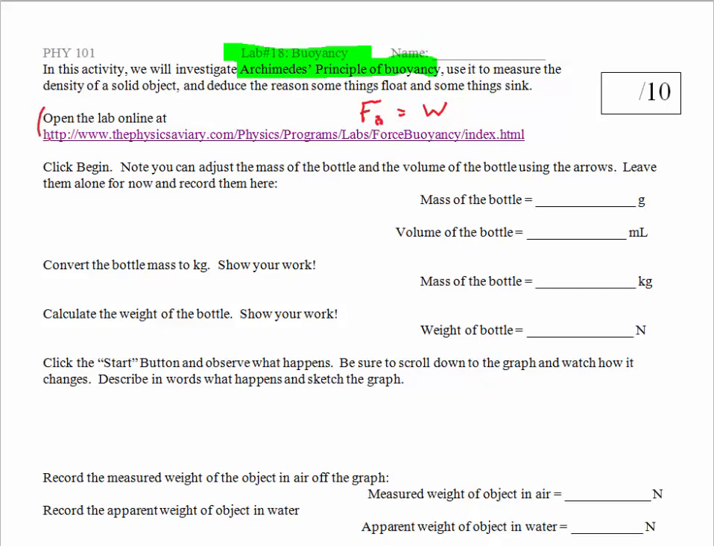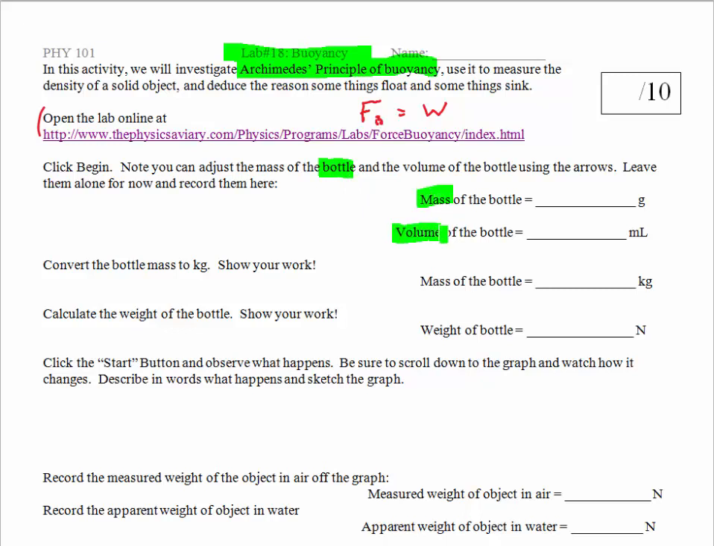So we're going to open up this simulation right over here, and we're essentially going to take a bottle and dunk it in water, and we're going to measure its weight in air, and measure its apparent weight in water, and realize that the buoyant force is the difference between them.